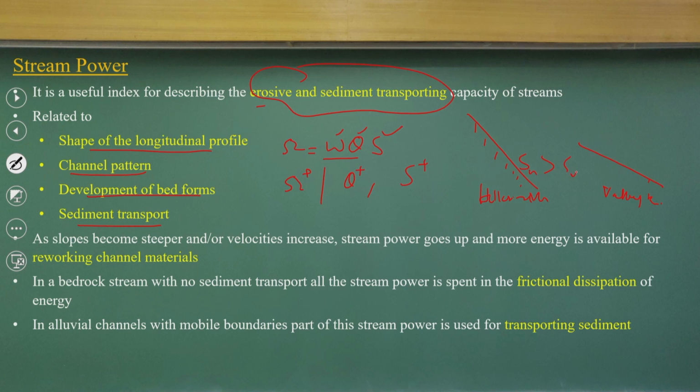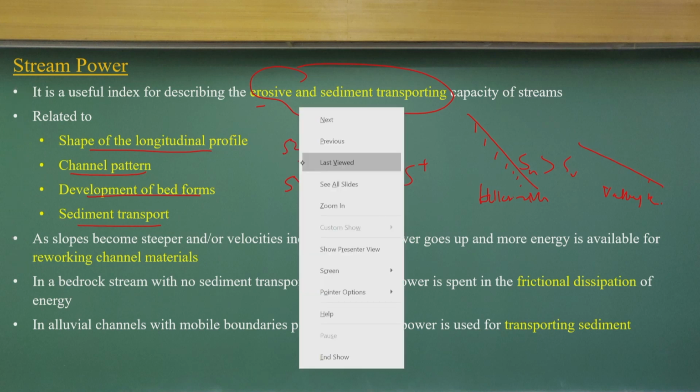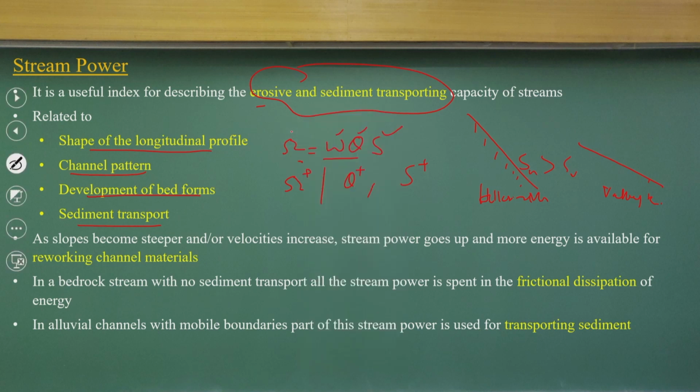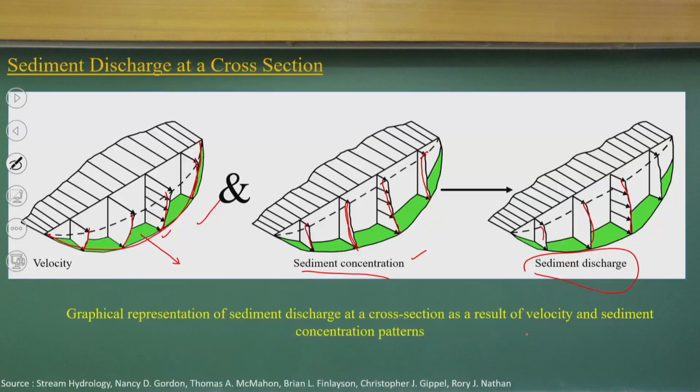That is what we define as potential energy, and energy dissipation is what happens with a discharge Q. Similarly, if I have more discharge, there is more stream power. Basically, stream power is spent in the frictional dissipation of energy. In the case of an alluvial river, part of the stream power is used for transporting the sediment. We will talk about more details when we discuss sediment transport.